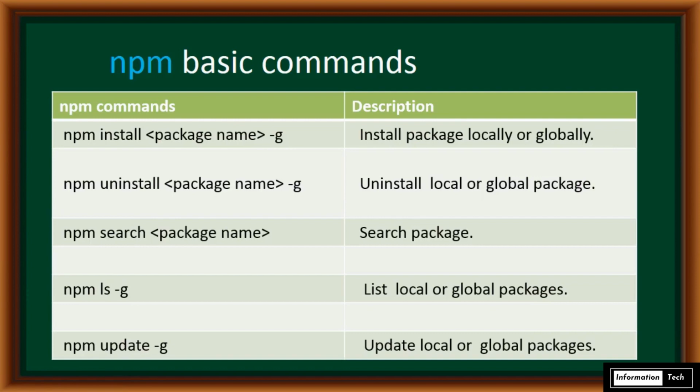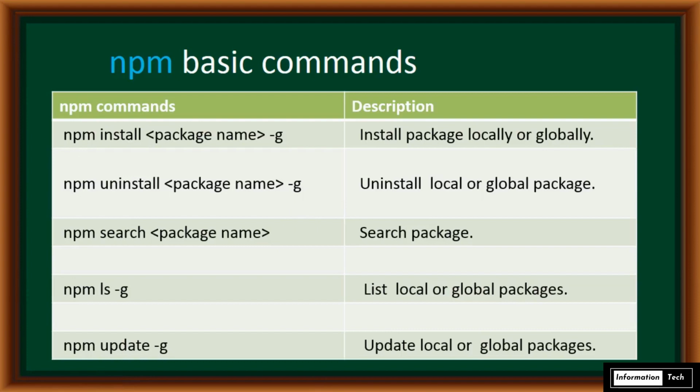If you need to remove or uninstall a package, either a package you've installed locally or globally, you do that with the npm uninstall command followed by the package name. If it was a package that was installed globally, you have to include the -g. If it's a local package, you don't need to include the -g.